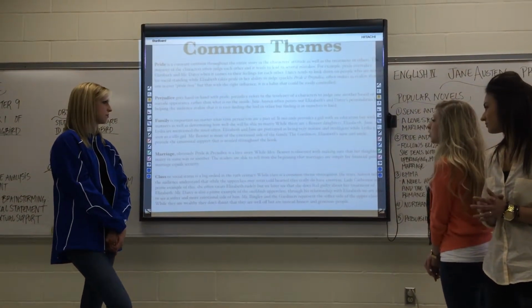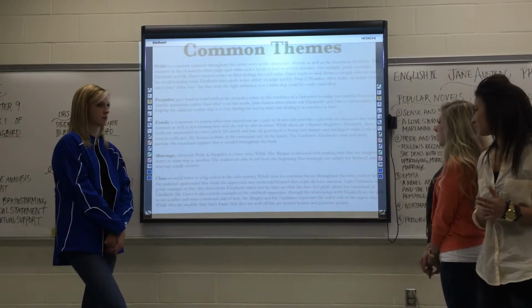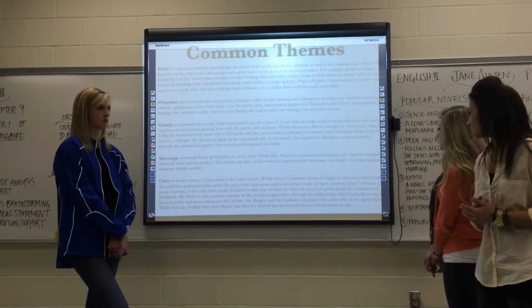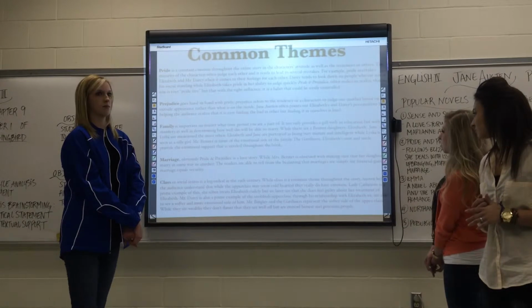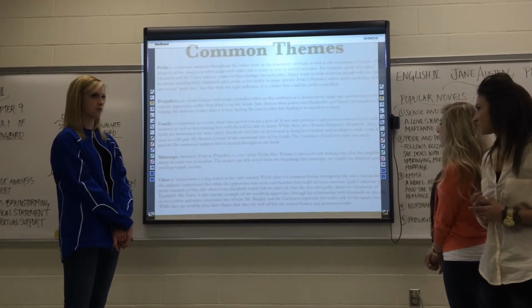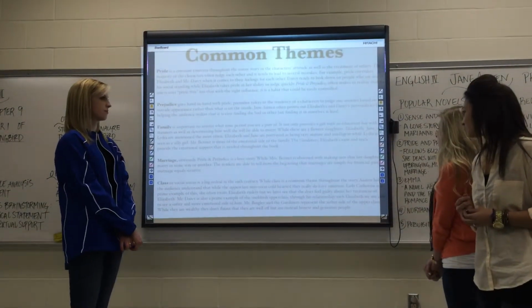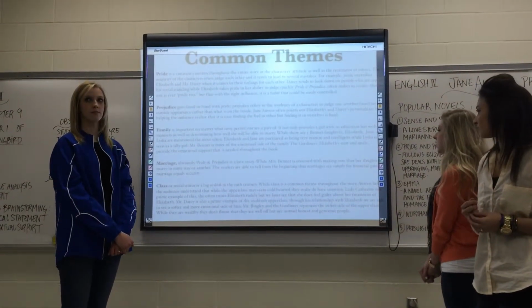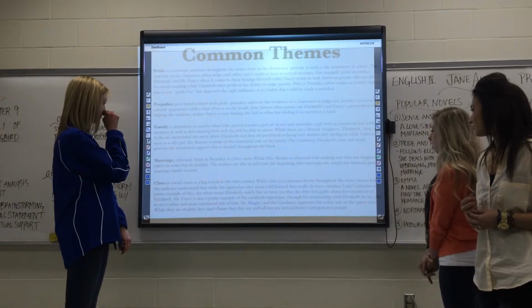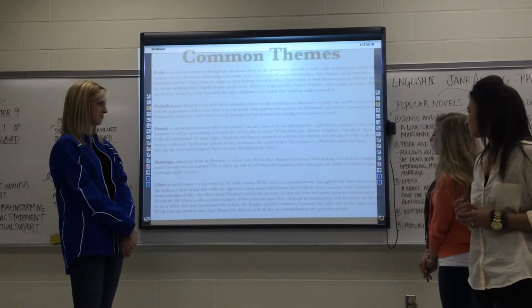Mr. Darcy is also a prime example of the snobbish upper class. Throughout his relationship with Elizabeth, we are able to see a softer and more emotional side of him. Mr. Bingley and the Gardiners represent the softer side of the upper class. While they are wealthy, they don't flaunt that they are well off, but are instead honest and generous people.